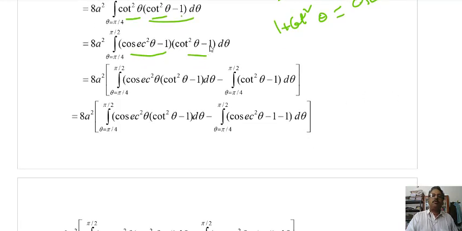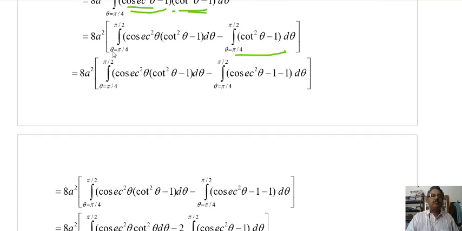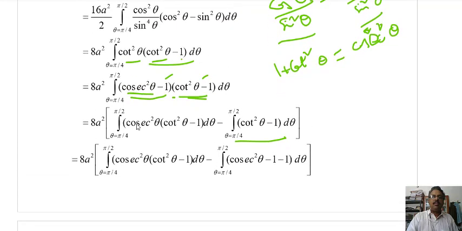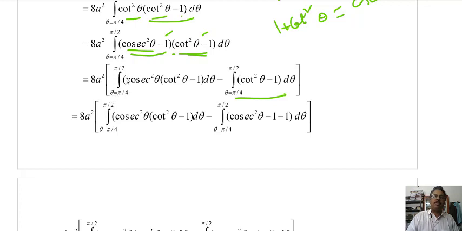Now separate into two integrals. First term, cosecant square theta into this term, then 1 into this term. Cosecant square theta into cot square theta minus 1. Now here 16 by 2 cancels to 8a square. Now you will get 8a square, theta from pi by 4 to pi by 2, cosecant square theta into cot square theta minus 1 d theta, minus integral pi by 4 to pi by 2 of cot square theta minus 1 d theta.